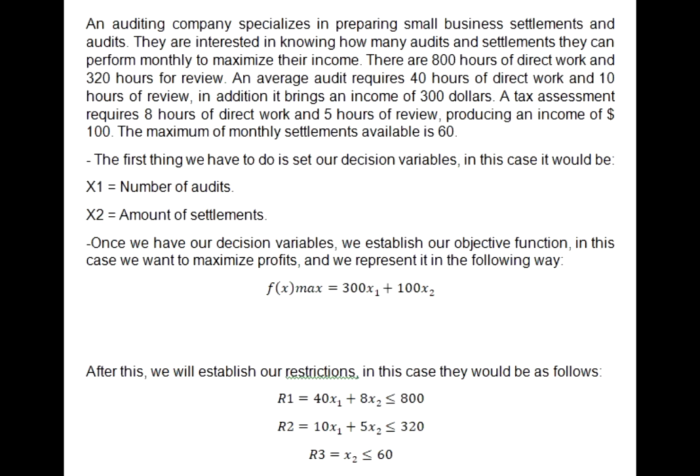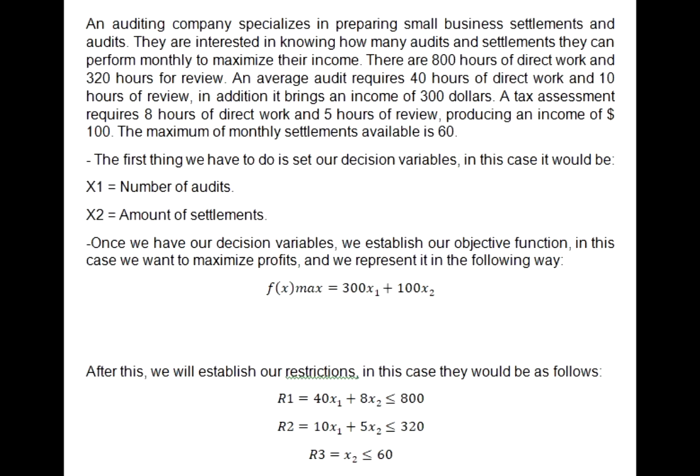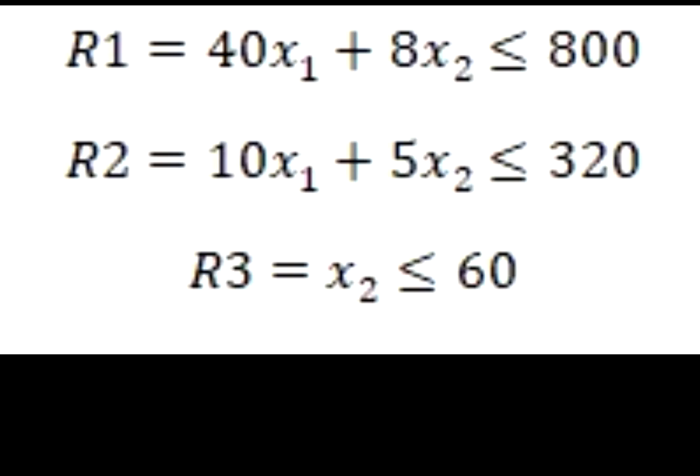Once we have our decision variables, we establish our objective function. In this case, we want to maximize profits, and we represent it the following way: f(x) max = 300x1 + 100x2. After this, we will establish our restrictions. In this case, they will be as follows.